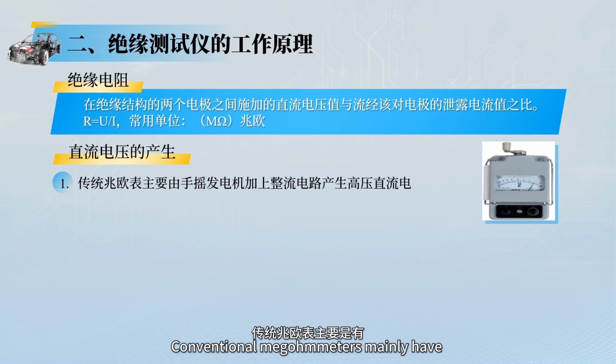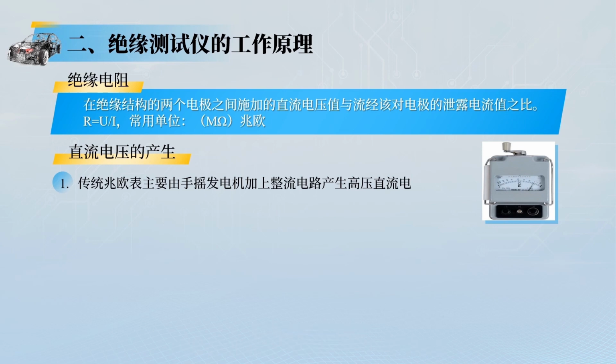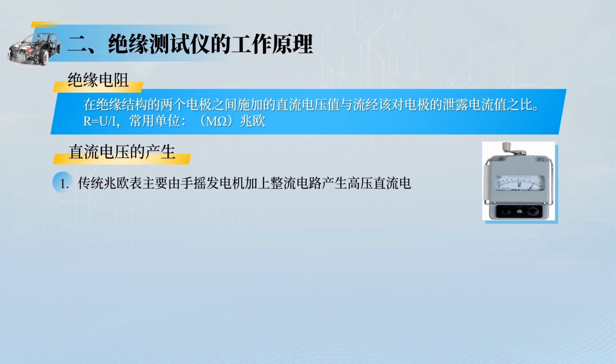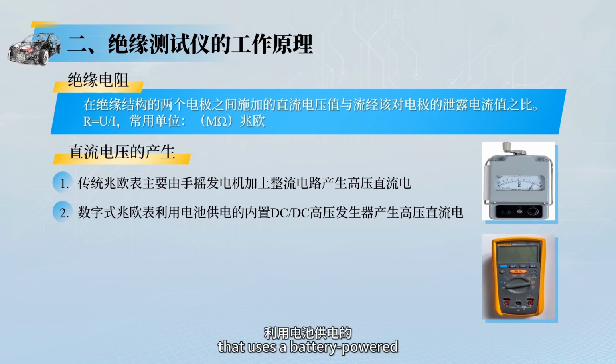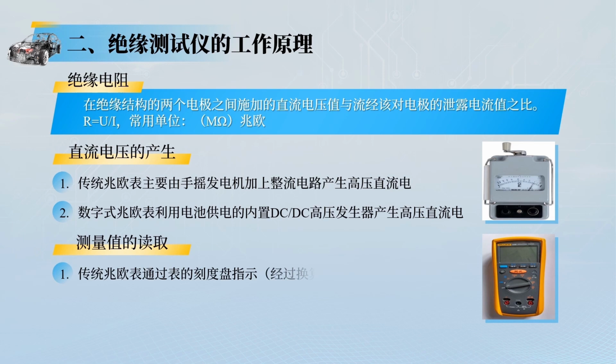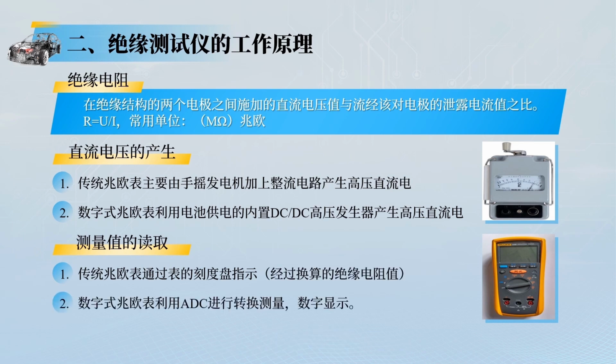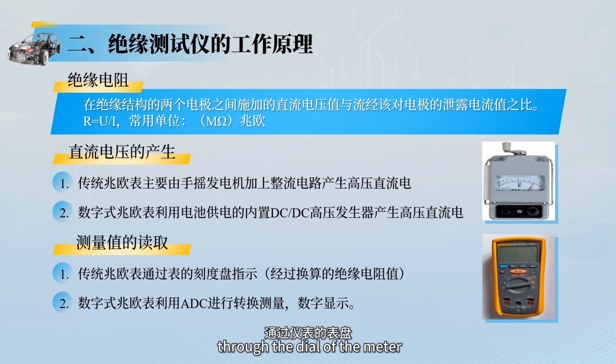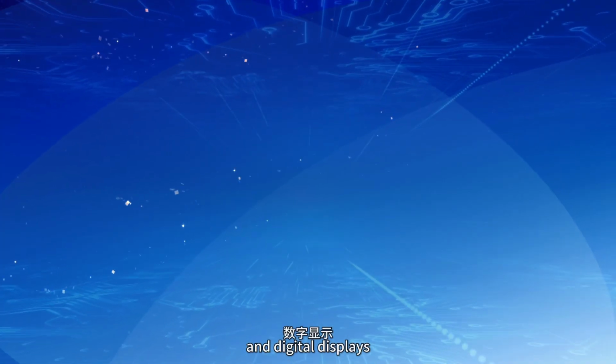Conventional megohmmeters mainly have a hand generator, coupled with a rectified circuit that produces a high-voltage direct current. Digital is a megohmmeter that uses a battery-powered, inbuilt DC to DC high-voltage generator to generate high-voltage direct current. For reading of measured values, firstly, a conventional megohmmeter indicates the converted insulation resistance value through the dial of the meter. Secondly, digital megohmmeters use ADCs for conversion measurements and digital displays.